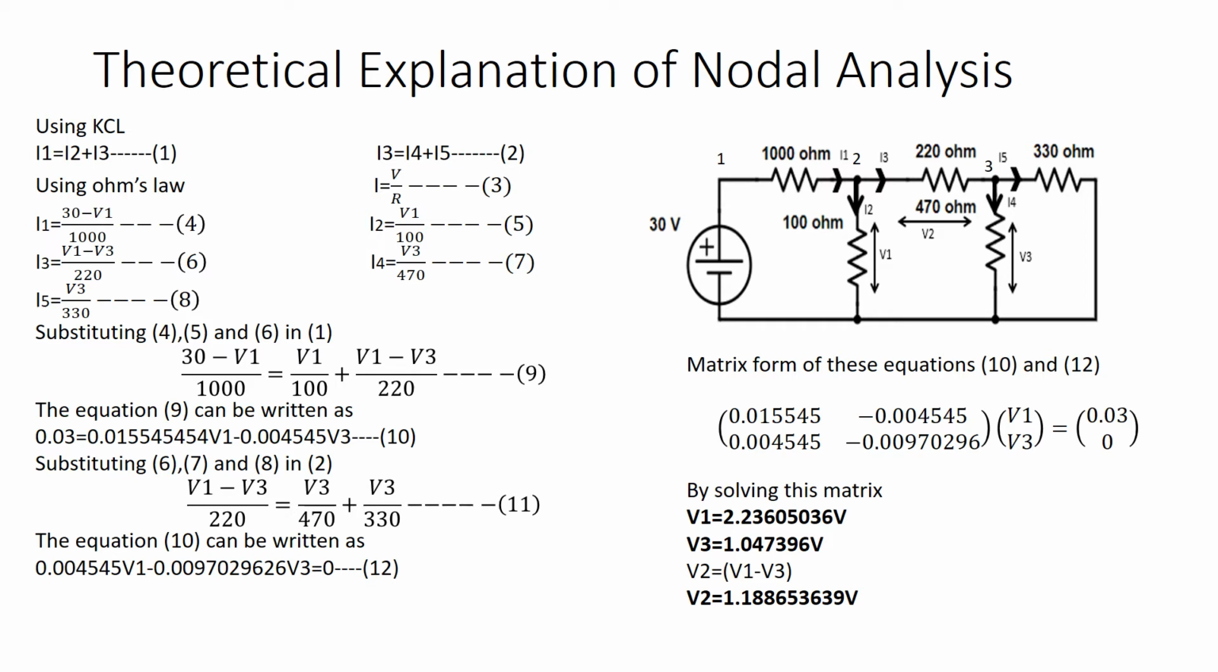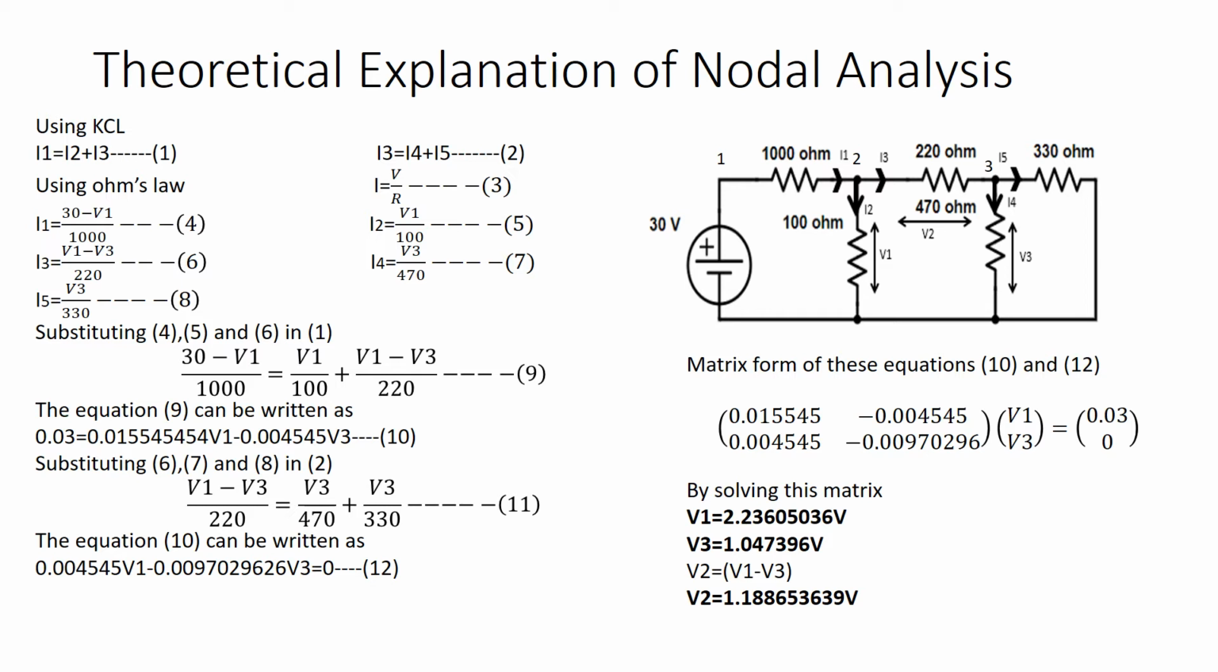How can we find these voltages? Using KCL. At node 2, I1 is equal to I2 plus I3, and at node 3, I3 is equal to I4 plus I5. By substituting Ohm's law into the current equations of KCL, we get the equations given here. From that we make a matrix, where column 1 represents the coefficients of V1 and column 2 represents the coefficients of V3.